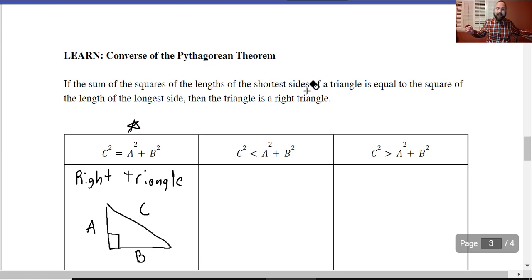All right, so now they give us this idea right here. If the square of the longest side is less than the sum of the squares of the two shorter sides, then this is going to be an acute triangle. And so this would look kind of like this, and we can call this C, A, and B.